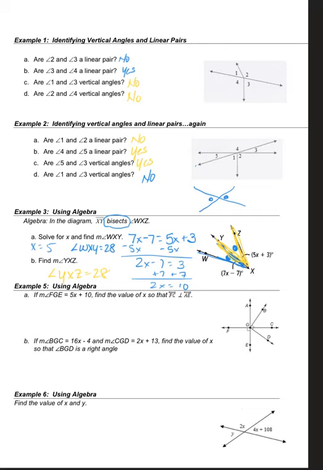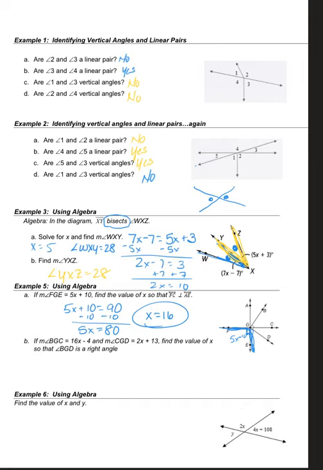Okay, the next one's a little bit more complicated. On this one, it says FGE, so this angle down here, is 5x plus 10. And we're supposed to figure out what x is. Well, up here was a little box, and that little box means that's a right angle. And a right angle is 90 degrees. So 5x plus 10 has to equal 90 degrees. So subtract your 10, and then divide by 5. You're going to end up with x equals 16.